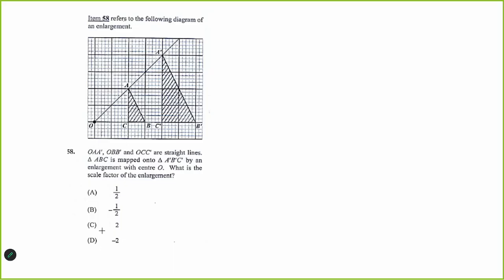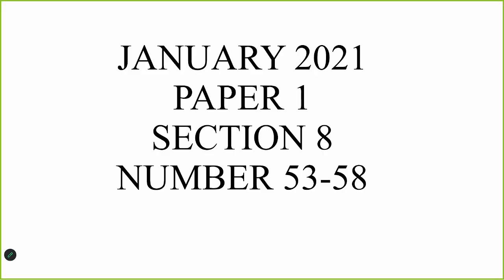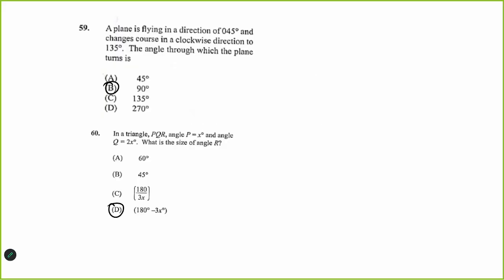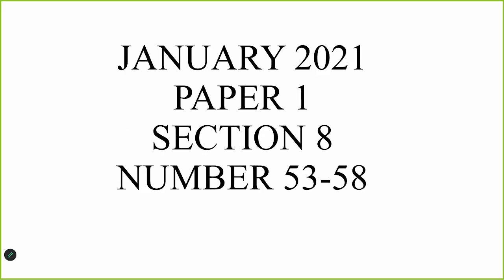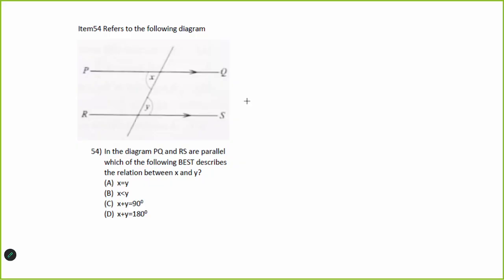This one here, repeated question, scale factor is 2. This one here, repeated question, it moved 90 degrees. This one here was a repeated question, that's x plus 2x plus r equals the triangle. So r would be 180 minus 3x, which is D. And that is the end of May, June 2021. Let's look at January 2021. Repeated question, this was 50 times 2, which is 100. This one here, x and y are equal.